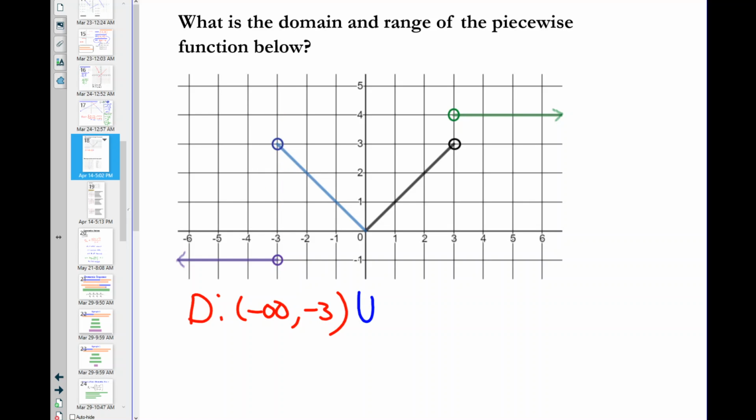Then do a union. Start on the other side of that infinitely small hole. And then how far can we go now from negative 3? All the way to 3 because the same thing happens again. When I reach positive 3, the only points I have there are empty. So my domain has to stop there. If you were to ask me what the output was at 3, I would not be able to give you one. And then union, we would start up at that 3 again because the green piece starts at 3, and then how far do we go? Positive infinity.